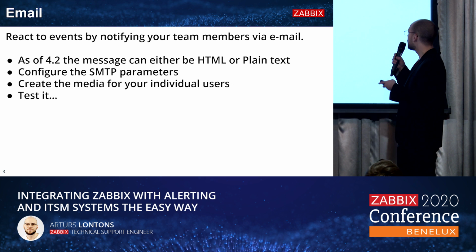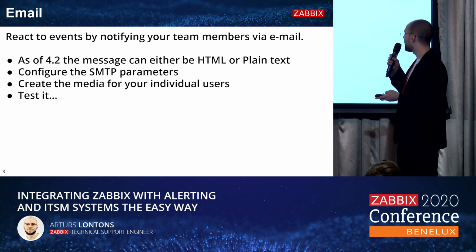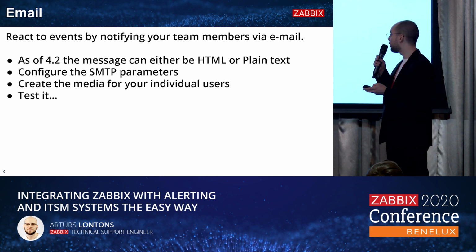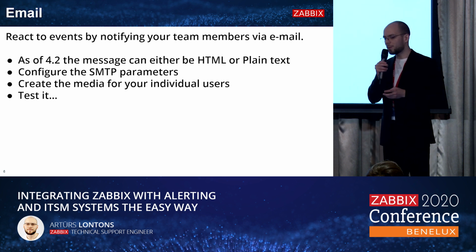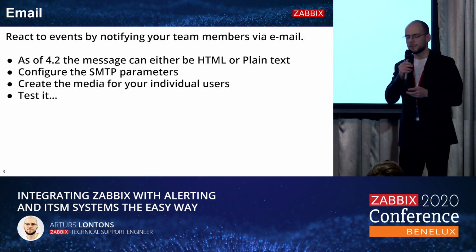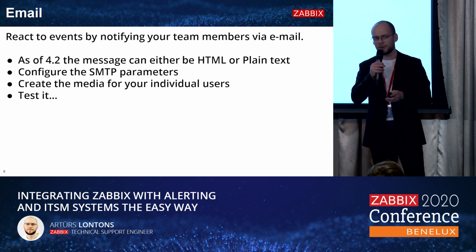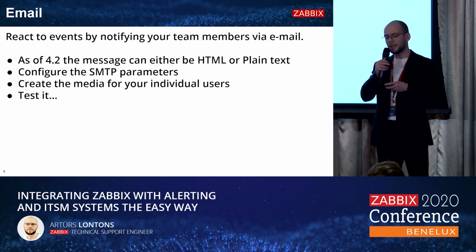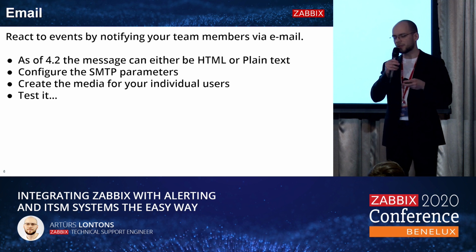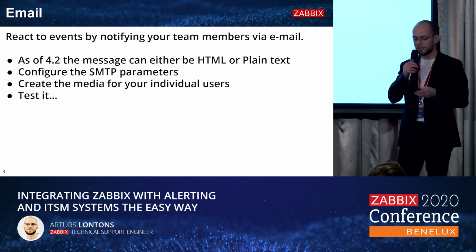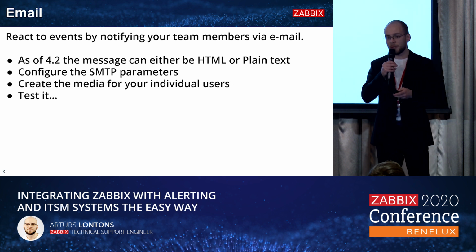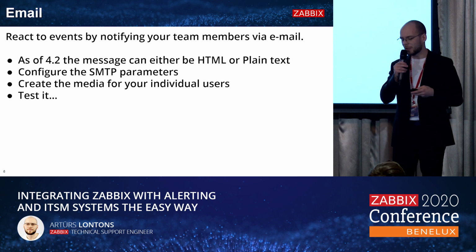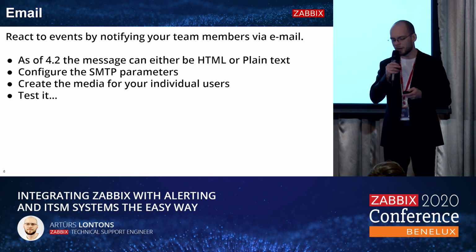So, with email, of course, we can react to events by notifying our team members via email. Nice thing about this is, as of 4.2, the messages can either be plain text or HTML. That's a feature that a lot of people have been requesting, so you can format your email nicely with HTML tags, make it real pretty, simple for your users to understand, maybe make it interactive, etc. Of course, with this, you have to configure SMTP parameters. That just makes sense. You cannot expect your email configuration parameters to be obtained just automatically.